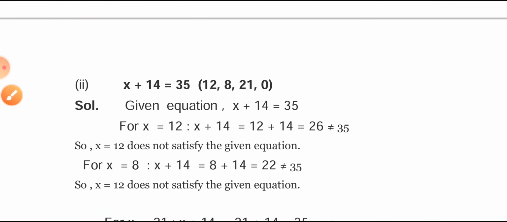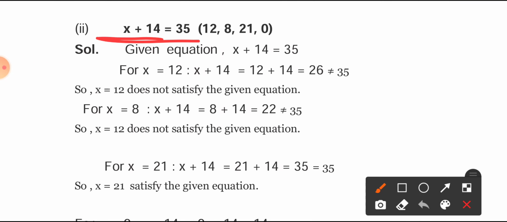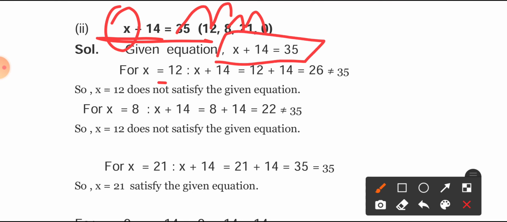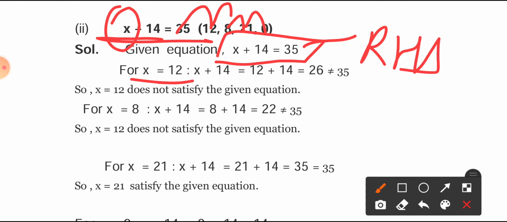See the question number 2. Same, x plus 14 is equal to 35. Now in place of x, put 12, 8, 21 and 0. So first we will put... Now what is the given equation? X plus 14 is equal to 35. Here right hand side part is 35. X is equal to 12. Now in place of x, write 12 plus 14, 26. 26 is not equal to 35. It means it is not the solution.